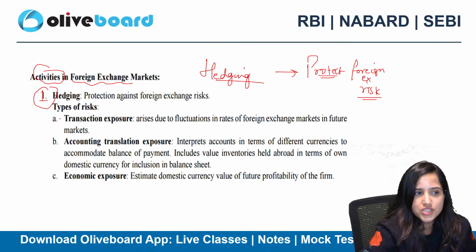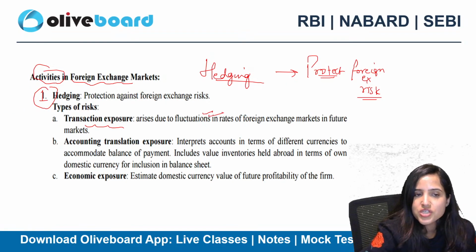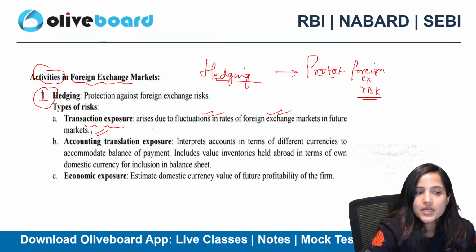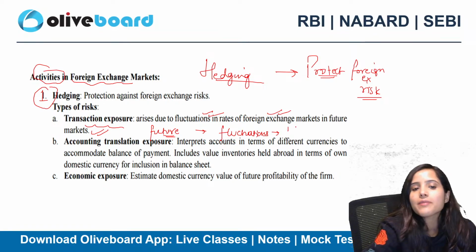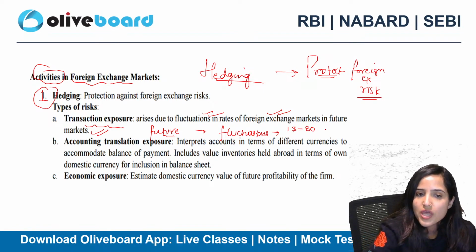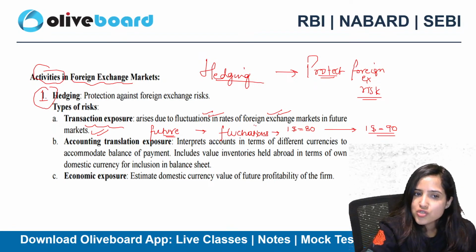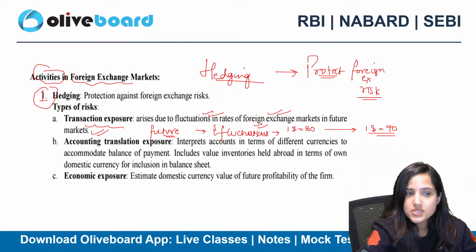Risks के भी types होते हैं, जैसे transaction exposure, यानी कि this arises due to fluctuations in rates of foreign exchange markets in future markets. तो क्या है, suppose आपने future में कोई contract करना है, तो फॉरेन एक्सचेंज में fluctuations होती हैं, है ना. It can be $1 at 80 rupees today, tomorrow it can be $1 for 90 rupees, right? So there are fluctuations in foreign exchange. So to protect from those fluctuations, we hedge our foreign exchange.